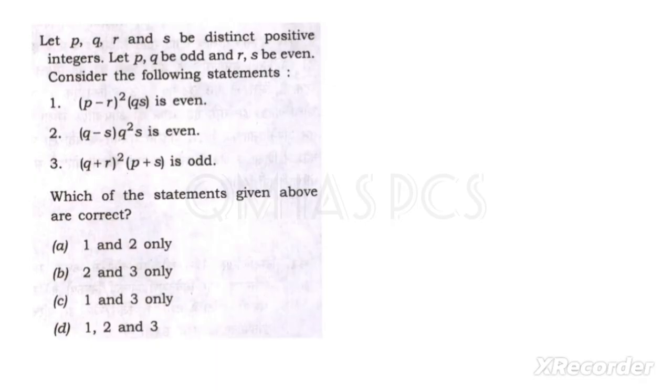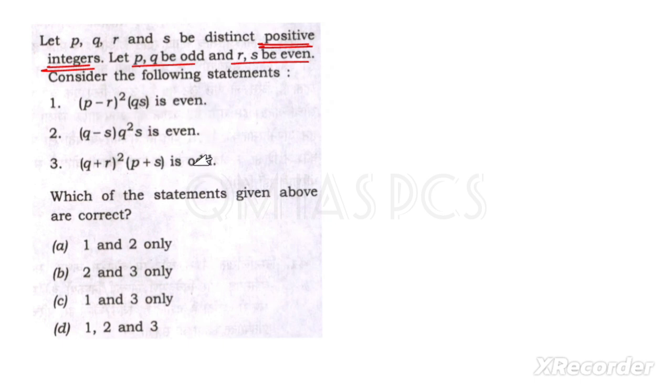So this is our second question. Now read this question and tell me which topic this question is from. The question was: let p, q, r and s be distinct positive integers. Positive integers means number system, that is, types of numbers. And let pq be odd and rs be even. Clear? Odd number and even number. Now we have to consider these things.